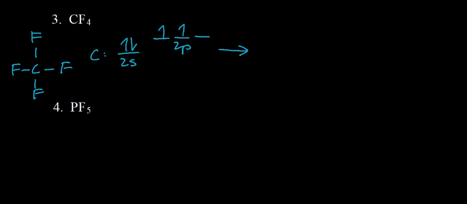So carbon has 4 valence electrons. There's its orbital diagram for the valence shell. In order to form this molecule, carbon needs to be able to make 4 half-filled orbitals, so it can make 4 covalent bonds. All right, so how does this happen? In this case, the s orbital is going to combine with all 3 p orbitals to make 4 new hybrid orbitals called sp3.